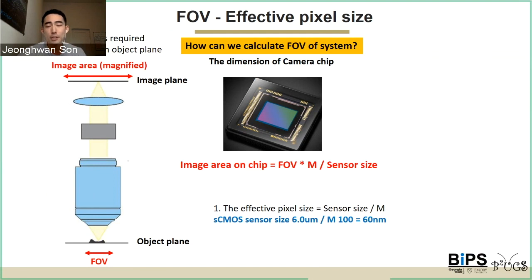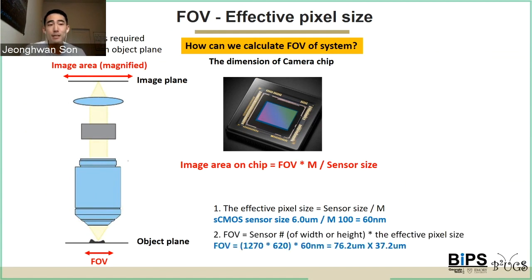For example, first we need to calculate the effective pixel size, that is dividing sensor size by magnification. Typical sCMOS sensor size is 6 micrometer with 100 magnification. Now it is 60 nanometer of effective pixel size. Next, field of view is the area of the product of the number of sensors and effective pixel size. So that with the number of sensor size in sCMOS again, final field of view can be calculated to about 70 micrometer by 40 micrometer.